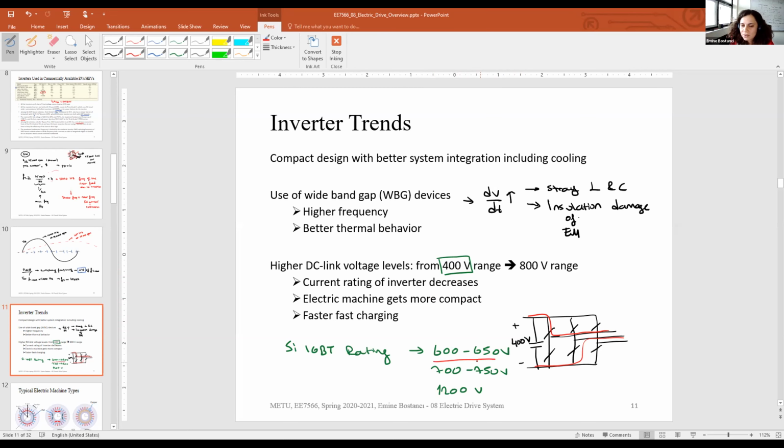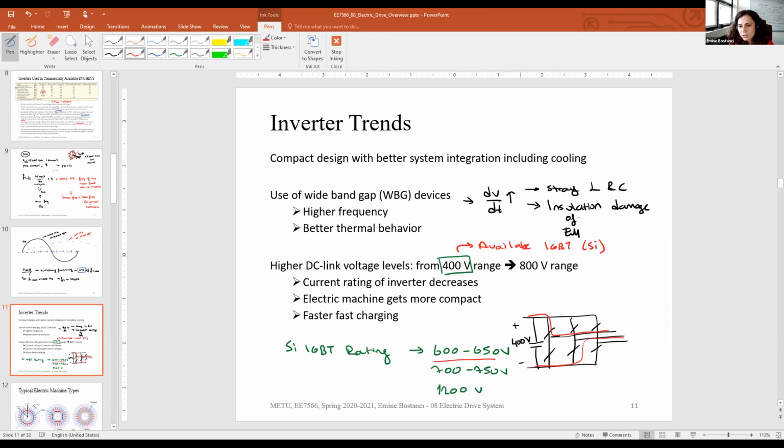If you use a 650 volts silicon IGBT, you cannot put here a 600 volt DC link voltage, because the DC link voltage is not going to be stable. It is going to oscillate. So therefore you want to put a margin. For example, with that kind of IGBT, you will allow it to be 400 volts. With a 750 volt IGBT, you will allow it to be 500 volts maximum. So therefore, actually, this 400 range selection was due to the available silicon IGBTs.